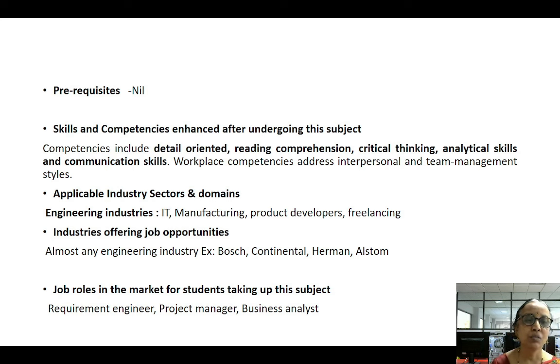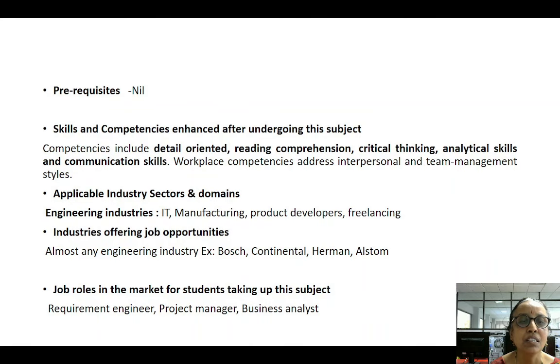The subject is not about reading a textbook and writing the answers. It's more towards case studies, towards building small models, towards alpha design, beta design, and modification. The applicable industry sectors and domains include the IT sector, manufacturing sector, product development section, and freelancing. The job opportunities which the students get after this will be in the engineering industries, where they focus on candidates who can go up to the manager levels, like Bosch, Continental, Harman, and Alstom, which are a few companies focusing on the managerial skills of the students as well. They want to see the candidates as product managers, and how they think before developing a particular product in real time. The job roles include requirement engineers, project managers, and business analysts.